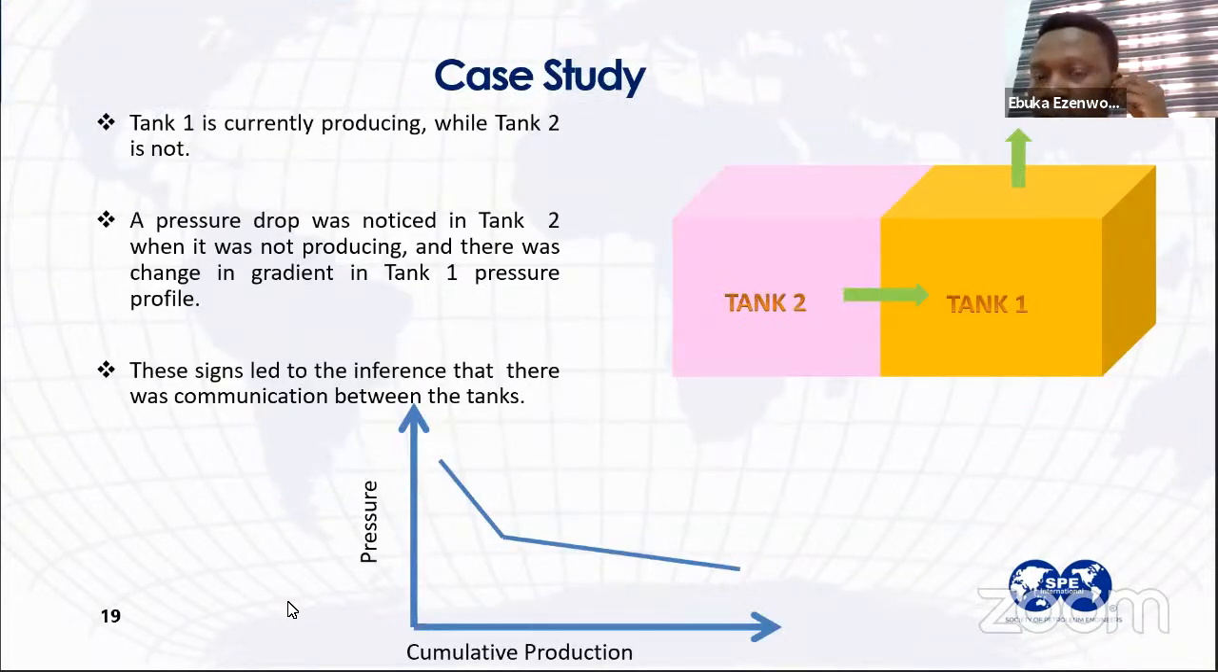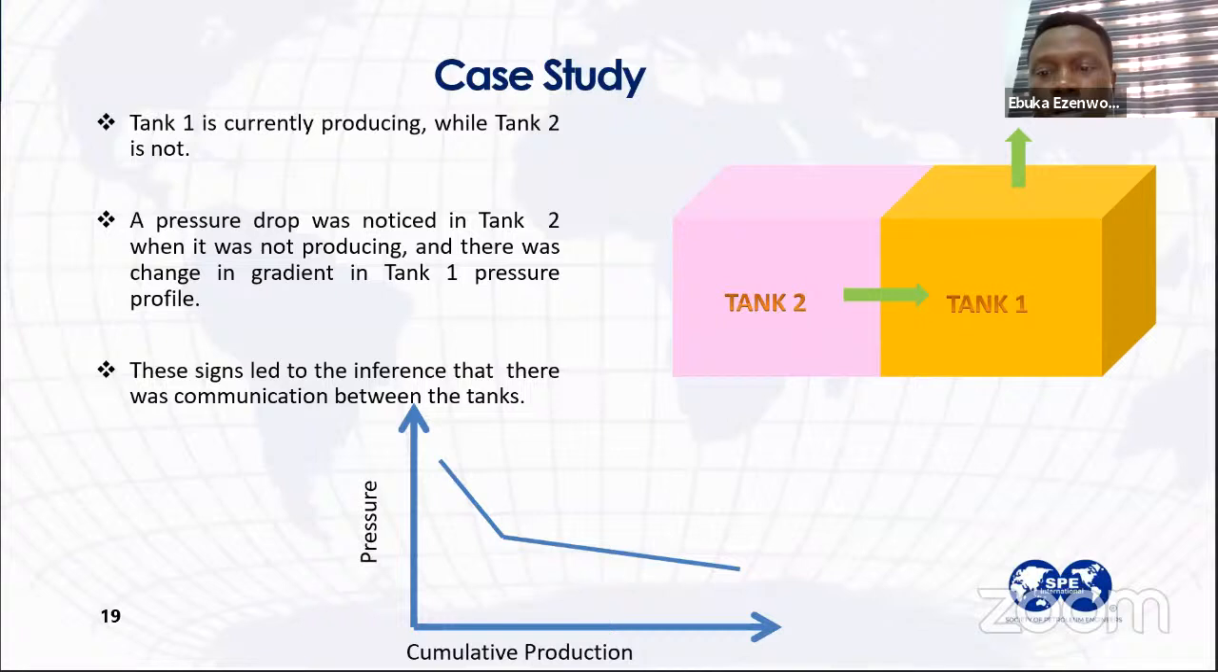So at this point, we are going to take a look at this case study here. From this case study, I will go ahead and do a small demo with the industry application that most of us know that we normally use for building material balance models, which is MBAL. So I have 2 tanks, tank 2 and tank 1, and the production currently is taking place in tank 1. Tank 2 is not producing.